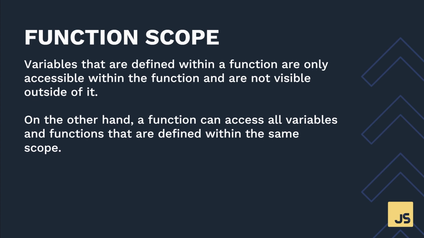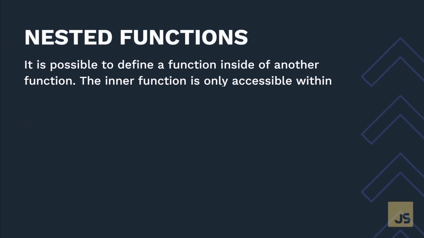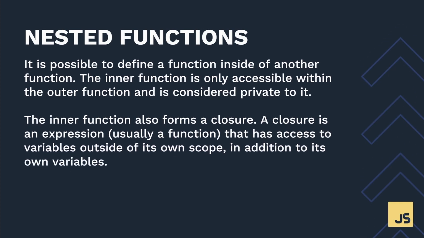On the other hand, a function can access all variables and functions that are defined within the same scope. In other words, a function defined in the global scope can access all variables defined in the global scope. Similarly, a function defined within another function can access all variables defined in the parent function, as well as any other variables that the parent function itself has access to. And with that segue, we have nested functions.